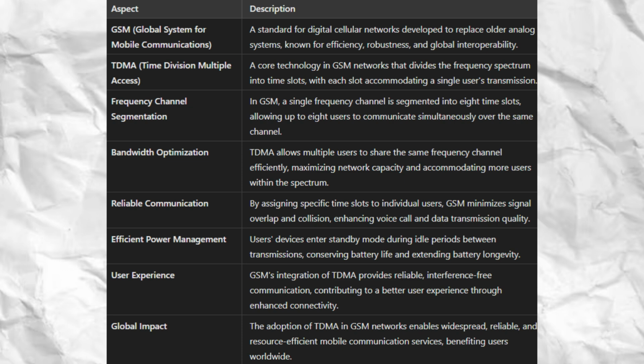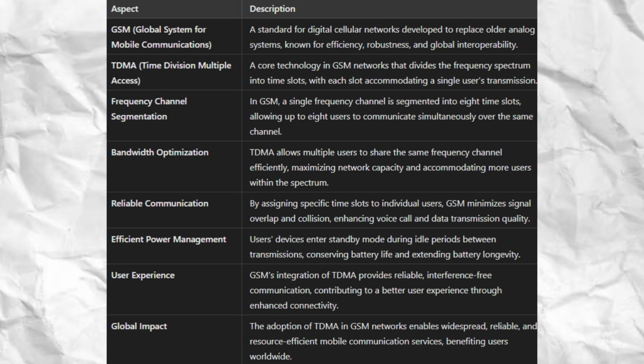Additionally, TDMA in GSM ensures reliable and interference-free communication. By assigning specific time slots to individual users, GSM minimizes the likelihood of signal overlap or collision, enhancing the quality and clarity of voice calls and data transmission.